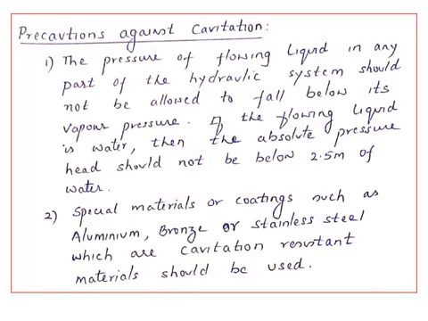You can also use special materials or coatings such as aluminum, bronze or stainless steel, which are generally cavitation resistant materials. By using these you can take precautions against cavities being formed, so that the metal may not get damaged.